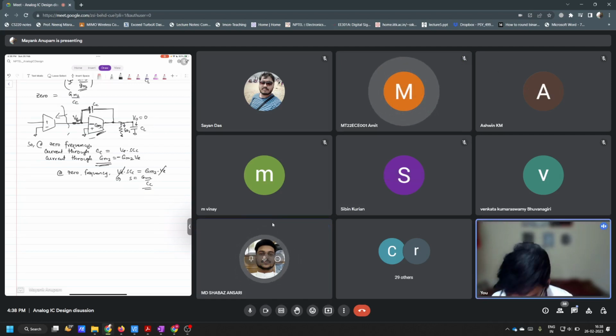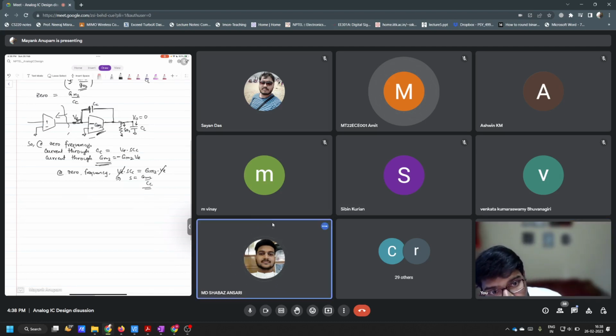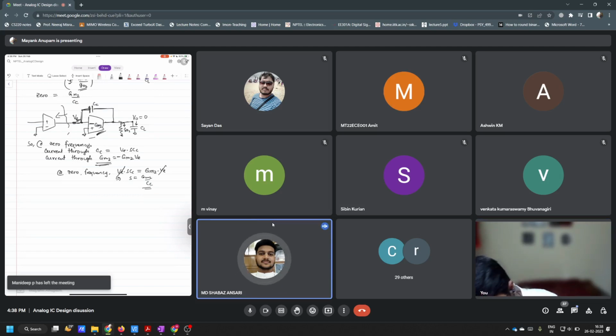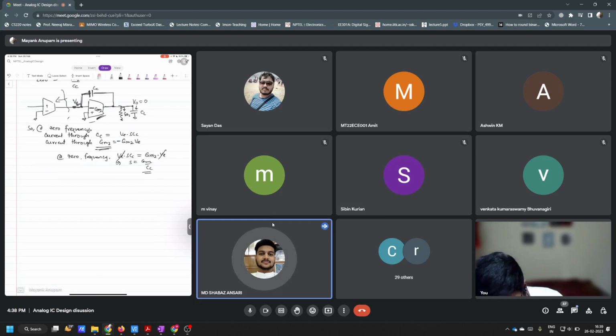Yeah, go on. Can you speak once again? There was a lot of noise. When we make the GM much larger, then the position of zero is beyond the omega u loop. Right, definitely. That is also one way we can avoid the zero effect. Correct. This zero location is GM2 by CC, right?